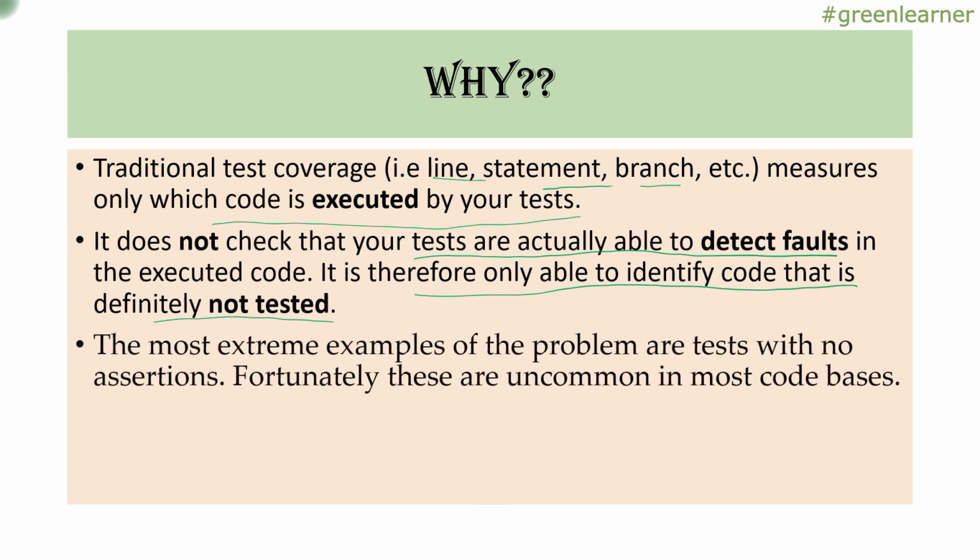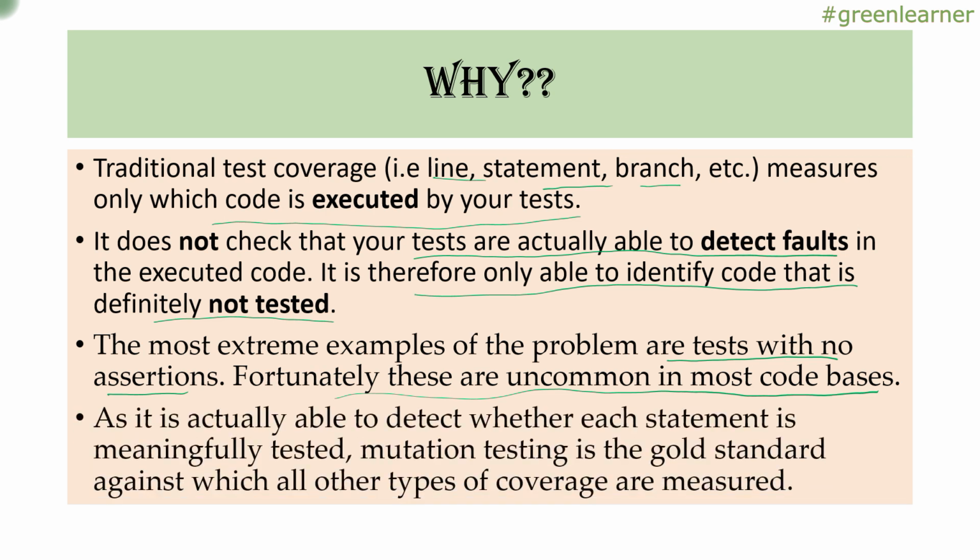The most extreme examples of the problem are tests with no assertion. I just explained that. Fortunately, these are uncommon in most code bases because you are writing unit test cases and assertions are a fundamental thing you do, but it can happen. Sometimes there are complex assertions, object assertions, and different parameters, and you can miss some things. As it is actually able to detect whether each statement is meaningfully tested, mutation testing is the golden standard against which all other types of coverage are measured.